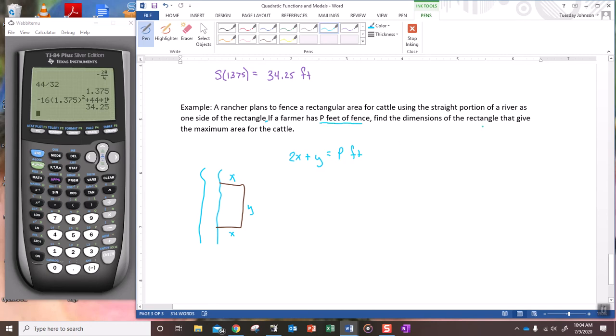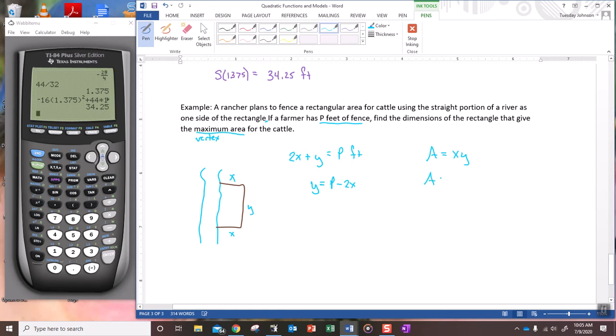Find the dimensions of the rectangle that give maximum area. So the area of a rectangle will be XY. We want maximum. Anytime we see maximum, we're thinking vertex or calculus. Since this is not calculus, we're thinking vertex. So I'm going to solve for Y in terms of P. So we don't know what P is. We can't use just a 40. We can't use a 17. We can't use a specific number. It's a generic P value for our fencing.